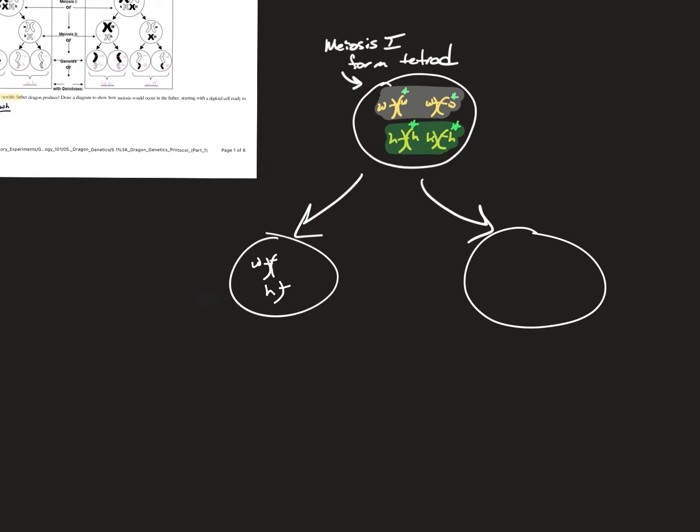Now instead of having 4, you only have 2 in each one. That's right. So you're separating the homologs. Remember, that's what's happening here. You're separating the homologs. One W and one H chromosome in each one. In this case, they're all the same, right?